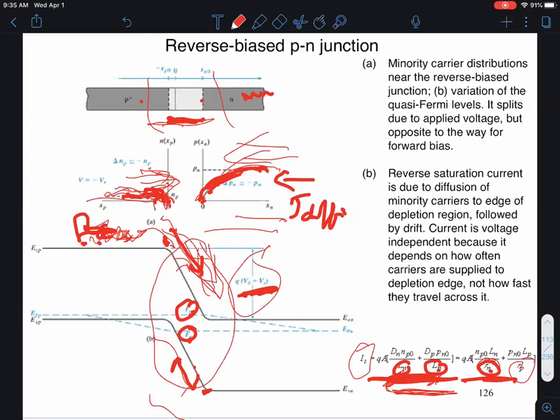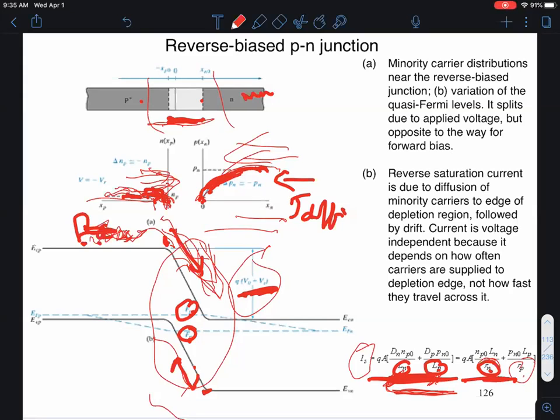Because remember earlier on, we said that if you have a lot of defects in the device, you'll introduce energy levels in the middle of the gap somewhere, and that will help facilitate generation recombination processes, and therefore your tau n and tau p would reduce, okay? And that would then cause the leakage current to go up, all right?